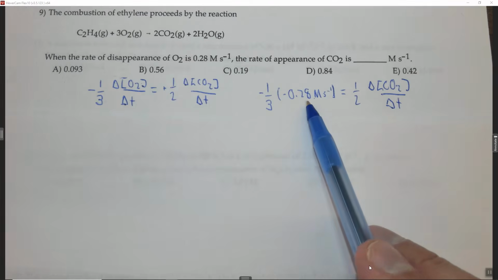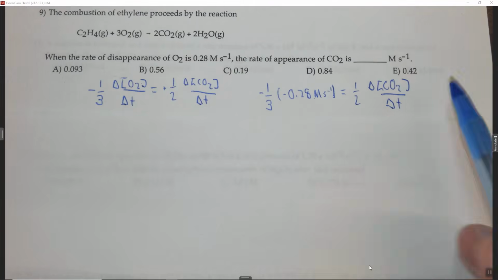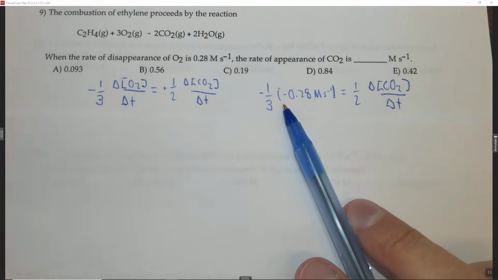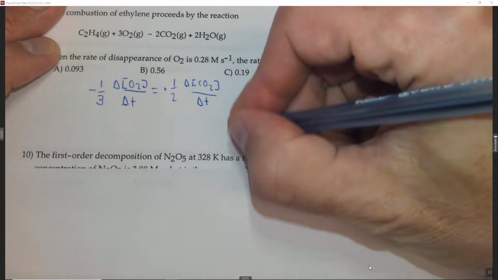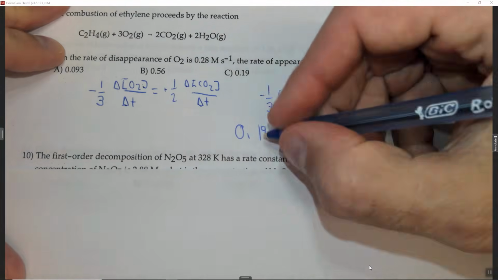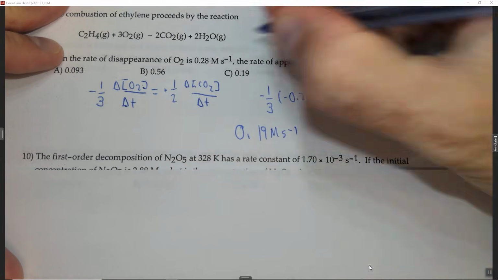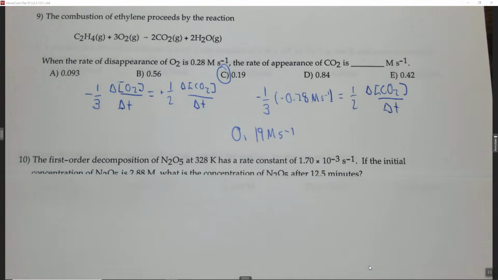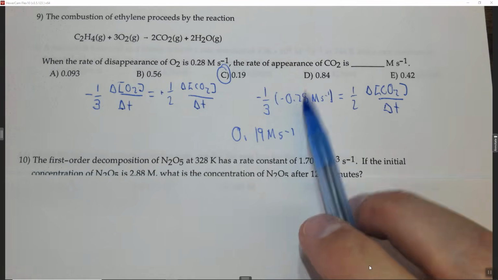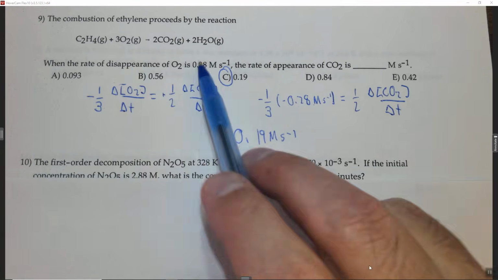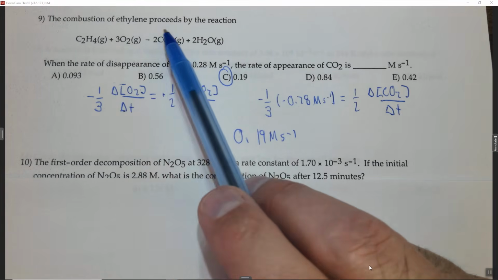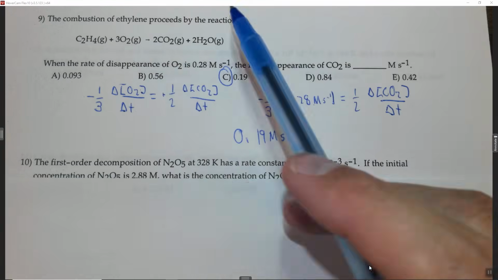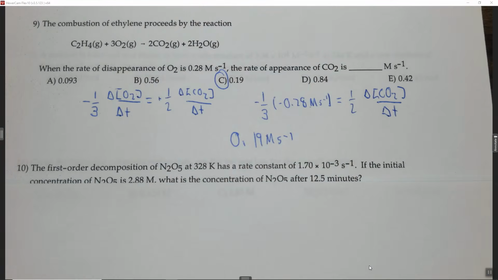So take this one, basically divide it by 3, and then multiply both sides by 2, and you'll get the right answer when you do that, which is 0.19 molar per second. Okay, which is this one. So that is basically how it works. You'll notice that this rate is faster for O2 because 3 of them makes a reaction. So each one is going to be faster than for CO2 because 2 of them makes a reaction. So for each one, it's slower.